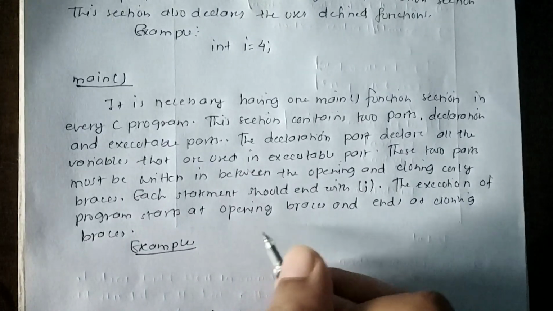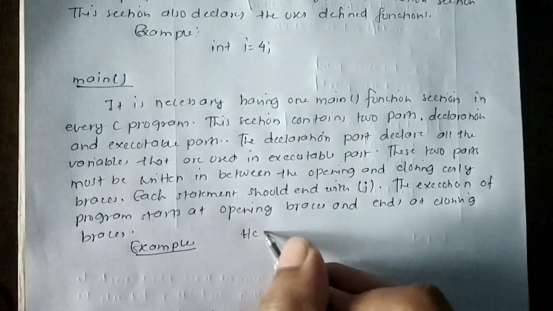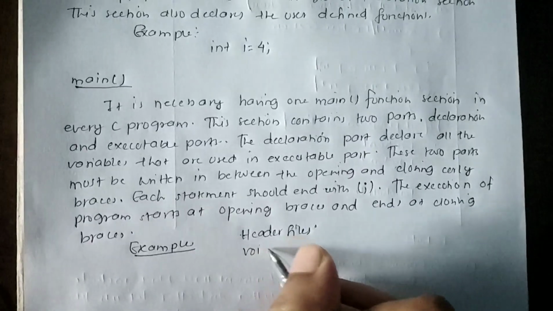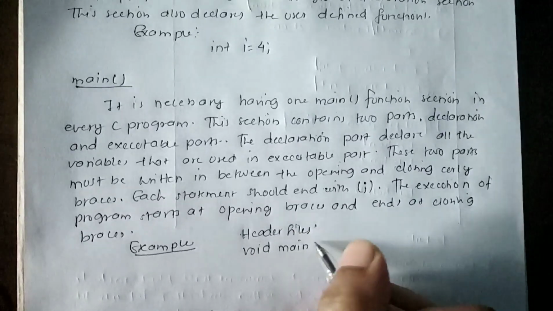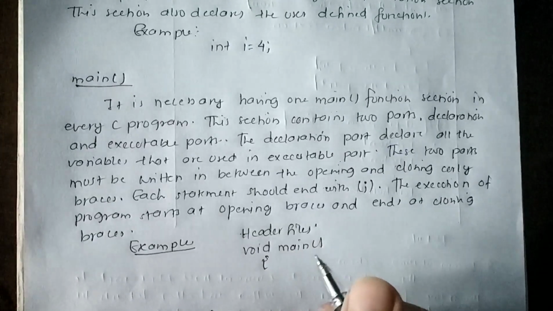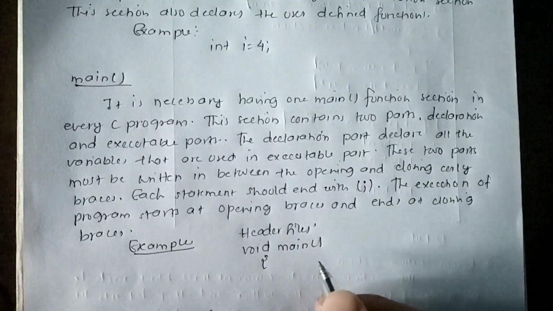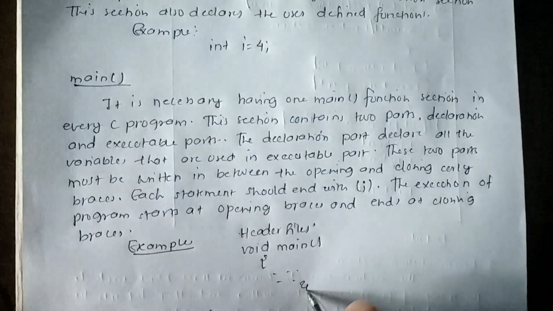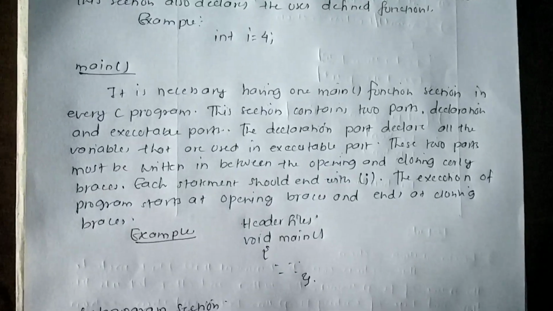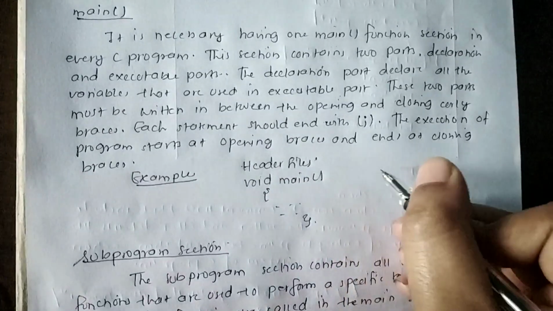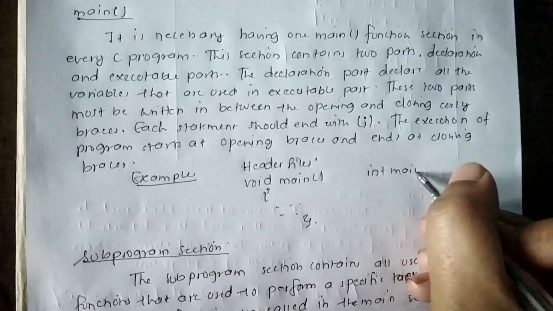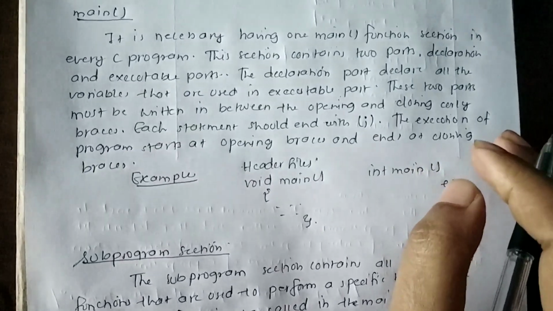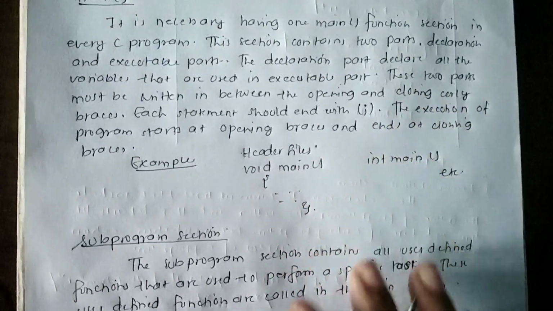Example, suppose the upper part consists of the header files. Here comes the main section such as void main. Start with one curly brace, consists of the executable part and declaration part, and close with one curly brace. Some other main sections are int main, etc. Later on we will discuss a brief explanation of the header of this main section.